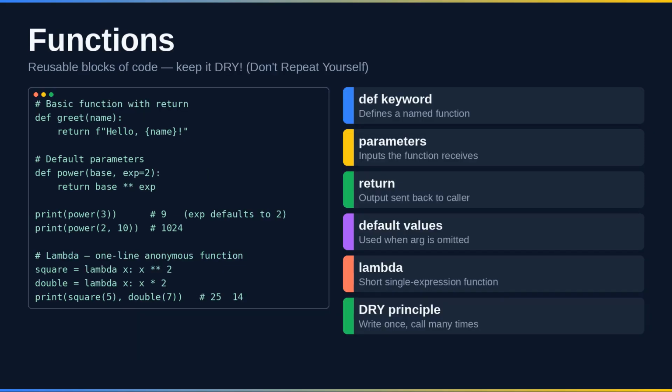Functions are reusable blocks of code. You define them with the def keyword, give them a name, parameters in parentheses, and a colon. Use return to send back a value. Functions keep your code DRY, don't repeat yourself. You can also set default parameter values and return multiple values using tuples.